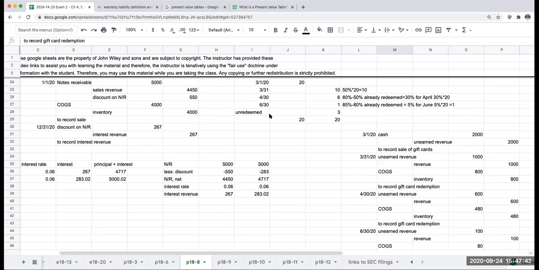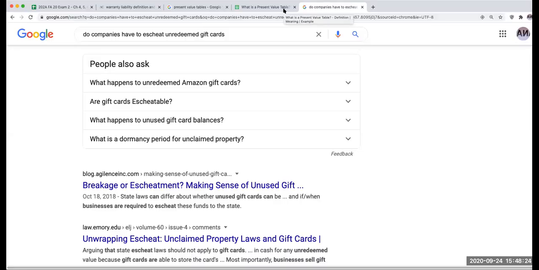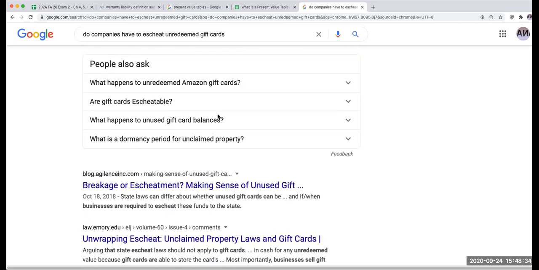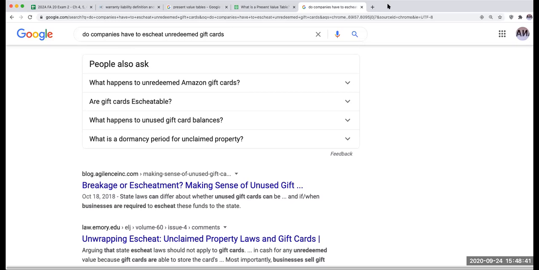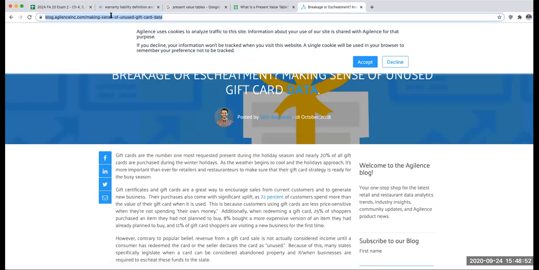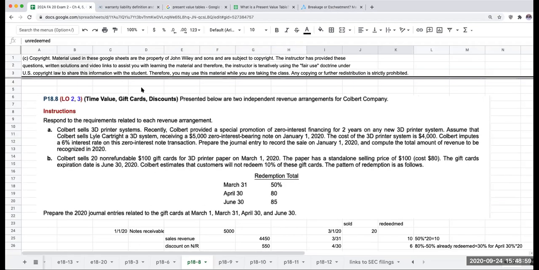Now, here's the real question in terms of the unredeemed gift cards, right? I'm just going to pause this really quickly because I want to explore something with you. What happens if I have these unredeemed gift cards? It is not something that we may be able to recognize as revenue if we are in a state where we are required to escheat that property back to the state. So I'm going to copy this link into our presentation here today. Okay, so it's escheat liabilities.